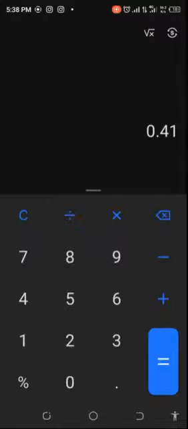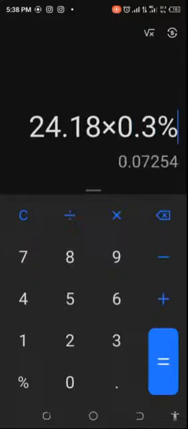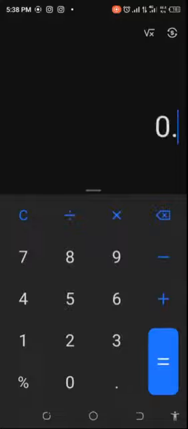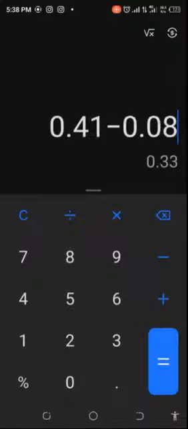So that's supposed to be 0.3%. Yeah, 0.3%. So I'm going to take the entire amount. So this is 41 cents already. The entire amount is 24.18 times 0.3%, so that's like 7 cents. So from 41 cents, let's take off like 8. That's 0.808.